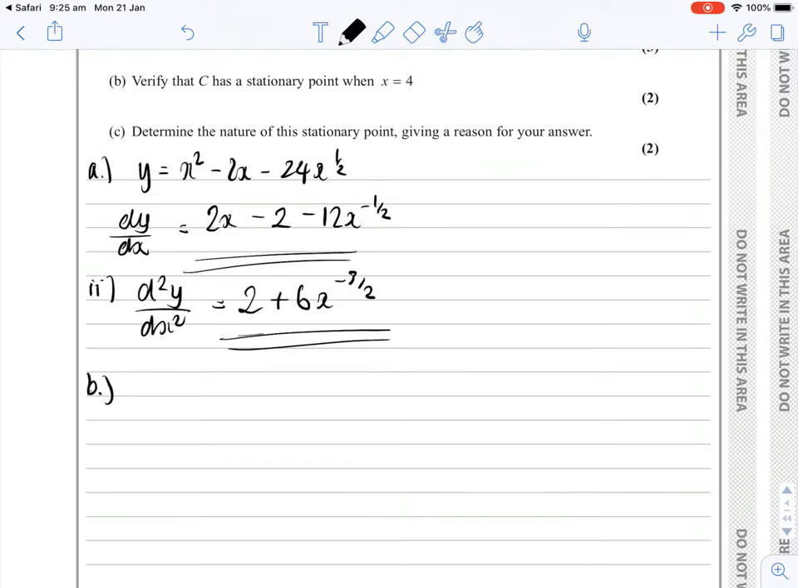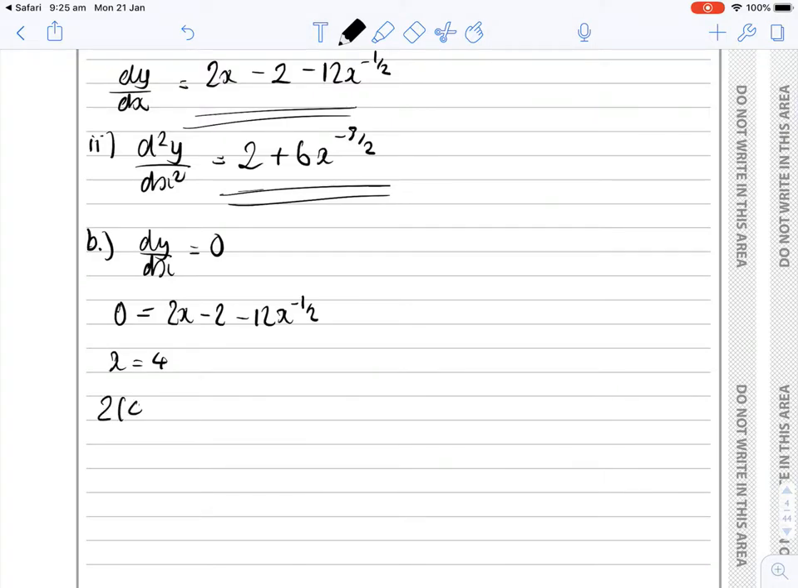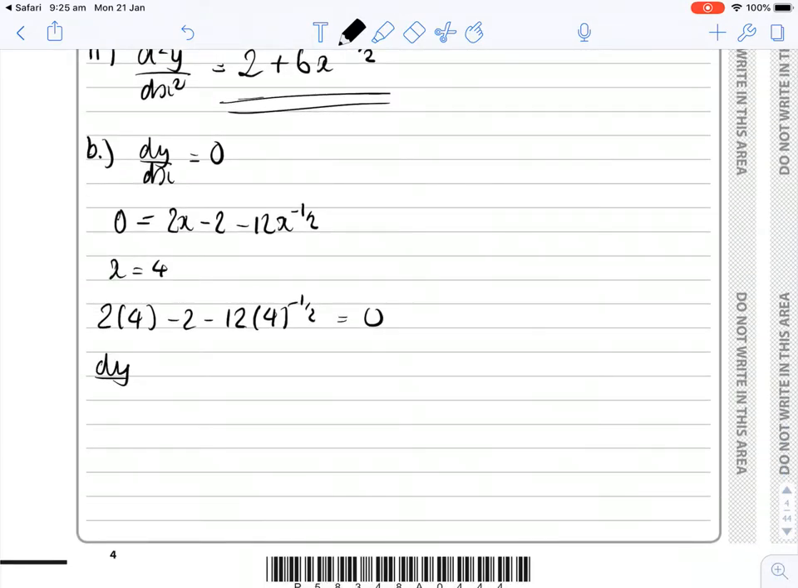So a stationary point is where dy/dx will equal 0. So what we can say is we've got 0 is equal to 2x, take away 2, minus 12x to the minus a half. So what we know is that if we sub in x equals 4, that should be true. So let's give it a check. 2 lots of 4, take away 2, take away 12 lots of 4 to the minus a half. And plugging that into the calculator, we get a value of 0. So as we know, dy/dx is equal to 0, therefore there is a stationary point.